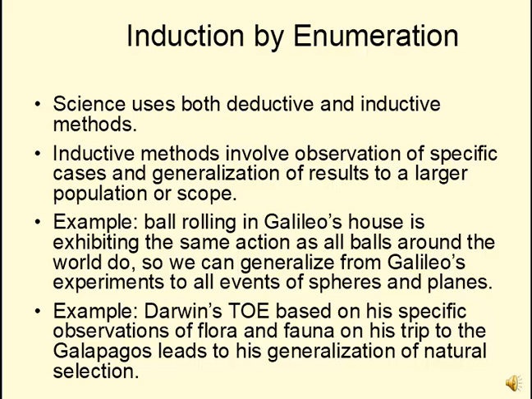So we would use induction to say, well, then these principles are the same in the natural world, and we can generalize from these balls rolling down these wooden ramps to the events of spheres and planes, in all eventualities, right? Another example is Darwin's theory of evolution, again based on his specific observations of flora and fauna, and all of these observations lead him to his generalization of this idea that what he's seeing is a pattern of natural selection, that nature selects organisms to survive based on whether or not they're a good fit for their environment.